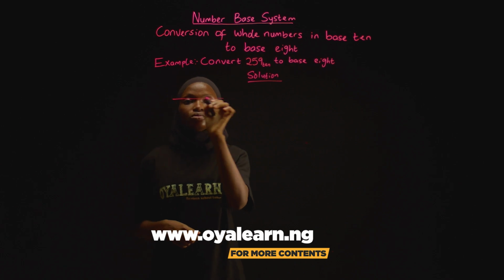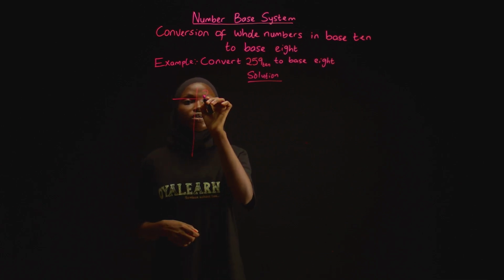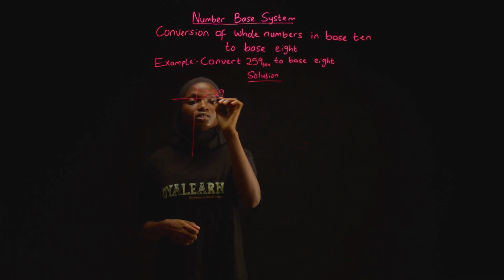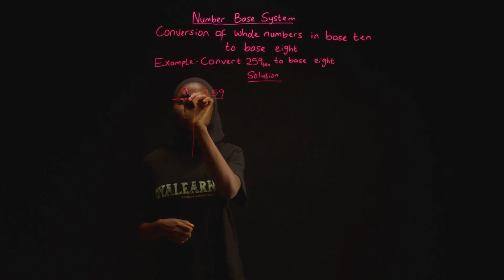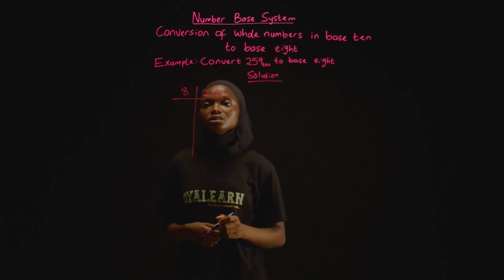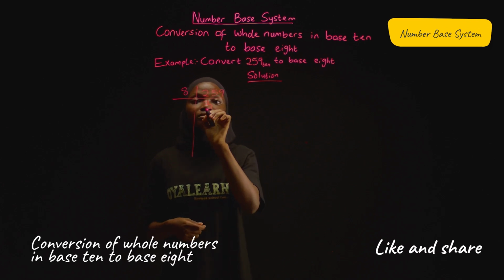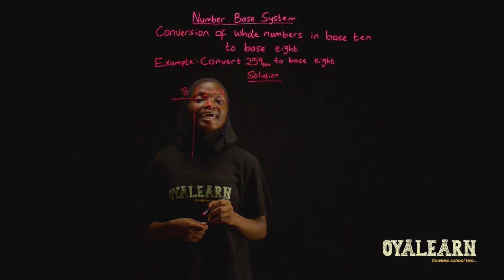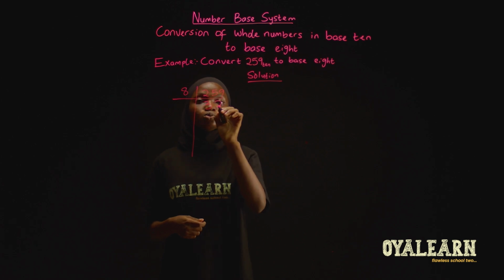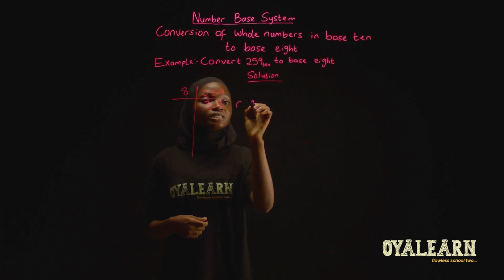Draw a table. We place our 259 on this side. Then the base we are converting it to at the other side. Then we divide. 8 in 25, you have 3. That's 24, remainder 1. 8 in 16, you have 2. Remainder 3.